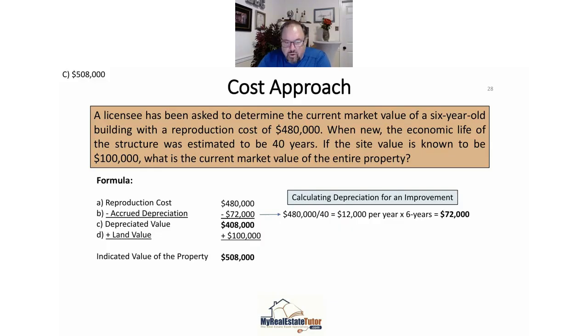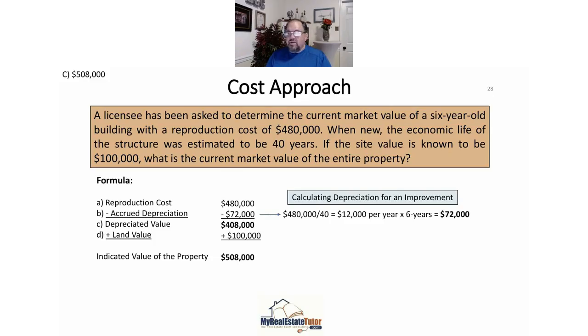So what's my reproduction price? $480,000. Now I've got to calculate what my accrued depreciation is. The way you do the straight line method for accrued depreciation is I'm going to take $480,000, and they give me the useful life expectancy of 40 years. If I divide that out, that's $12,000 per year, right? The building is 6 years old, so it's a total of $72,000 over 6 years. It has depreciated. Okay, I'm going to subtract that. I get $408,000. I add back in my land, and I get $508,000 for the answer.